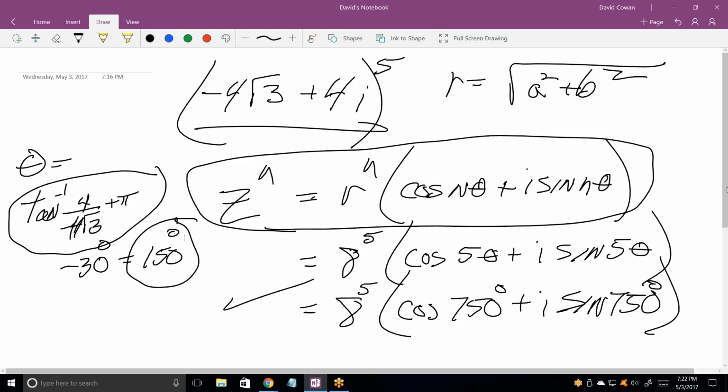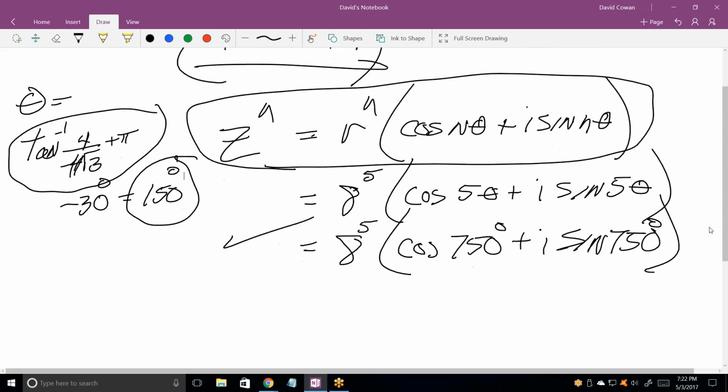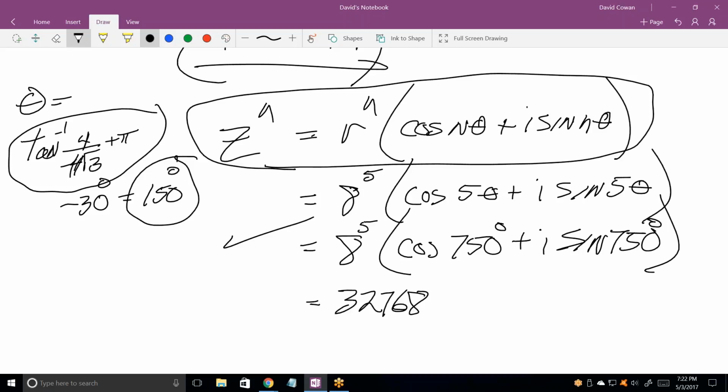In fact, let's carry this forth. Let's not drop it there. Do you have a calculator? What's 8 to the 5th power? 32,768. So I'm going to multiply that by the cosine of 30 plus i sine of 30. So whatever that distributes out to is your answer. That is what that number to the 5th power is.